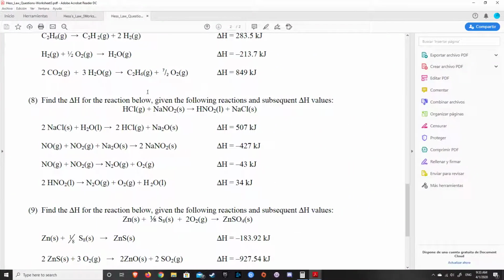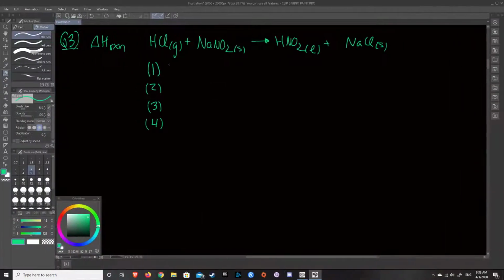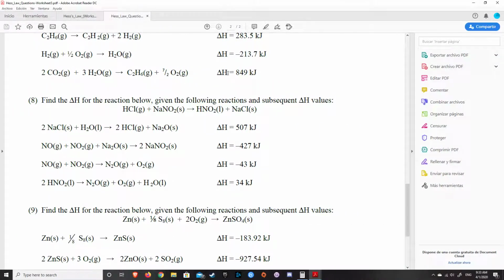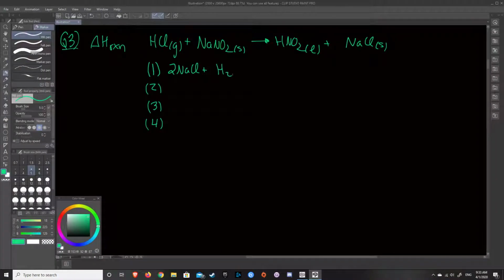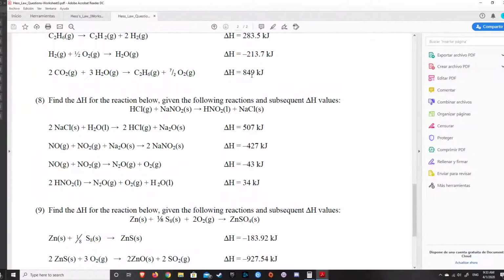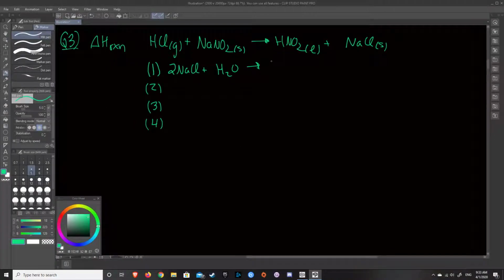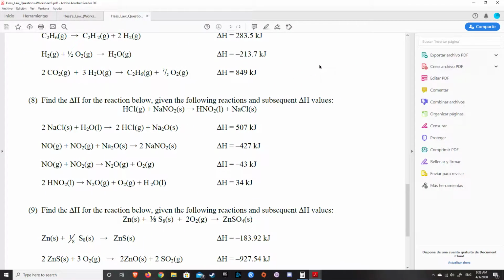So equation 1, we've got 2 NaCl plus H2O reacts to form 2HCl plus Na2O.